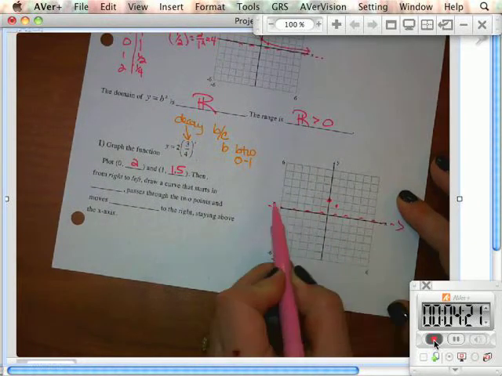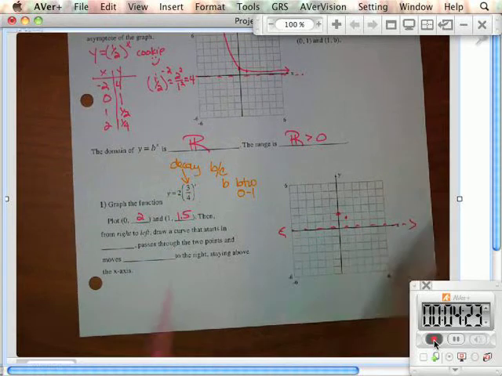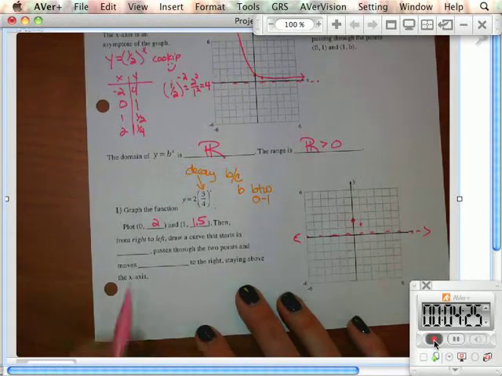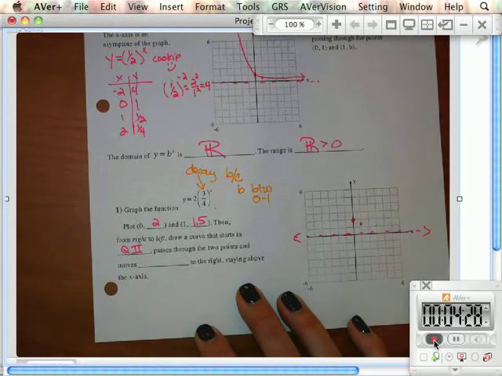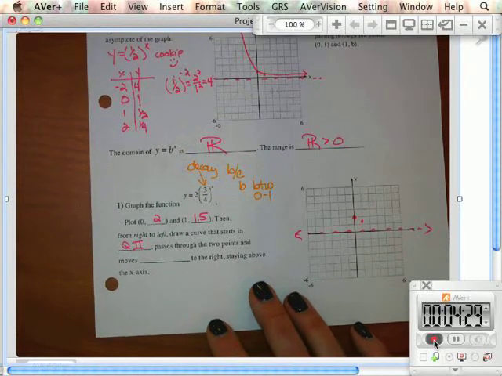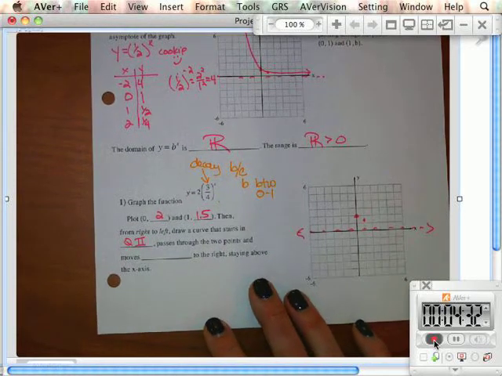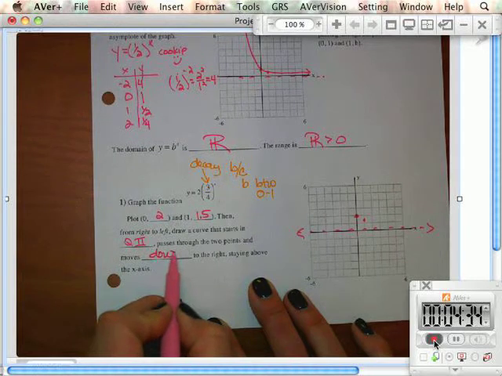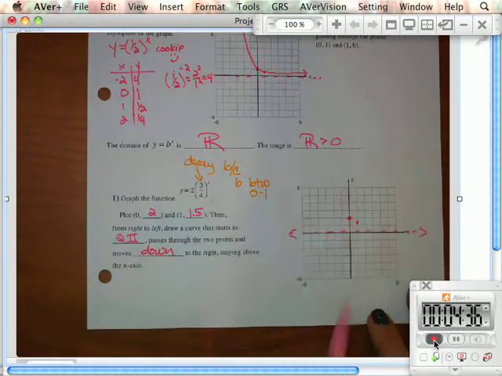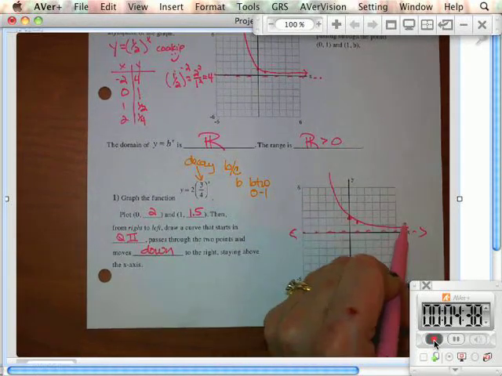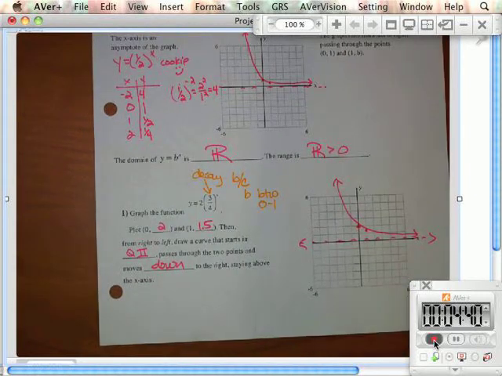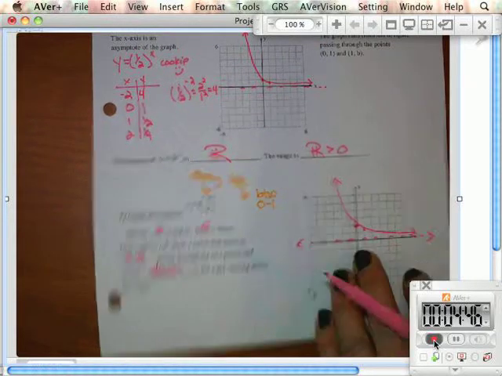Okay? So then you just draw a curve that starts up in quadrant 2, passes through the 2 points, and moves down to the right, staying above the x-axis. So just kind of sketch it. We're not going to be super particular about a bunch of points. We're looking for 2 points and that you don't cross over the asymptote. Cool? Okay, turn it over.